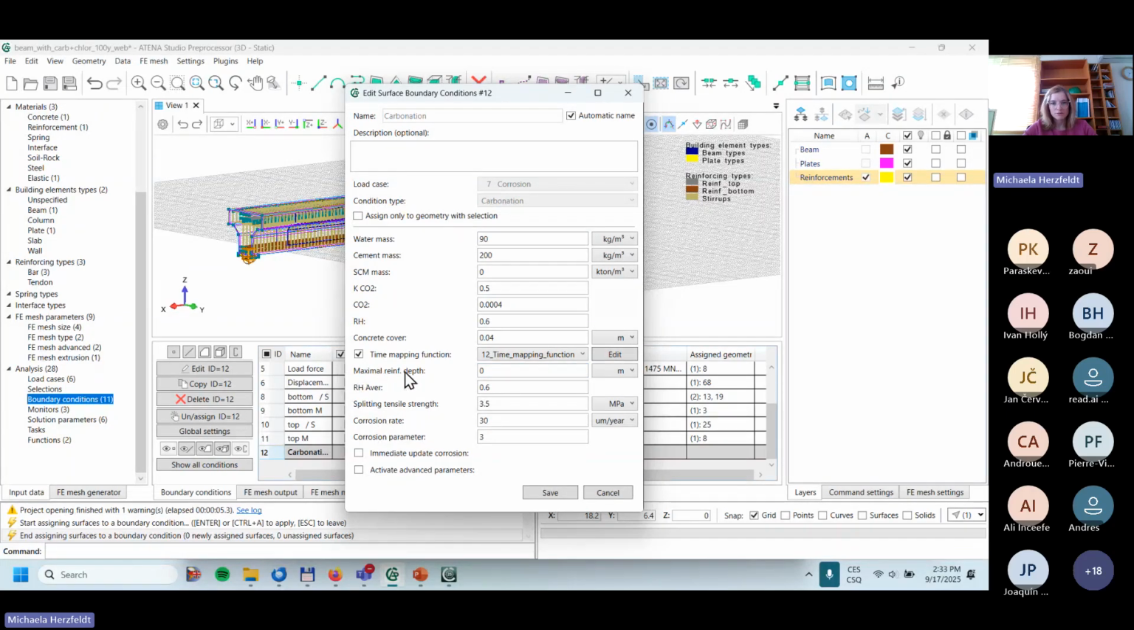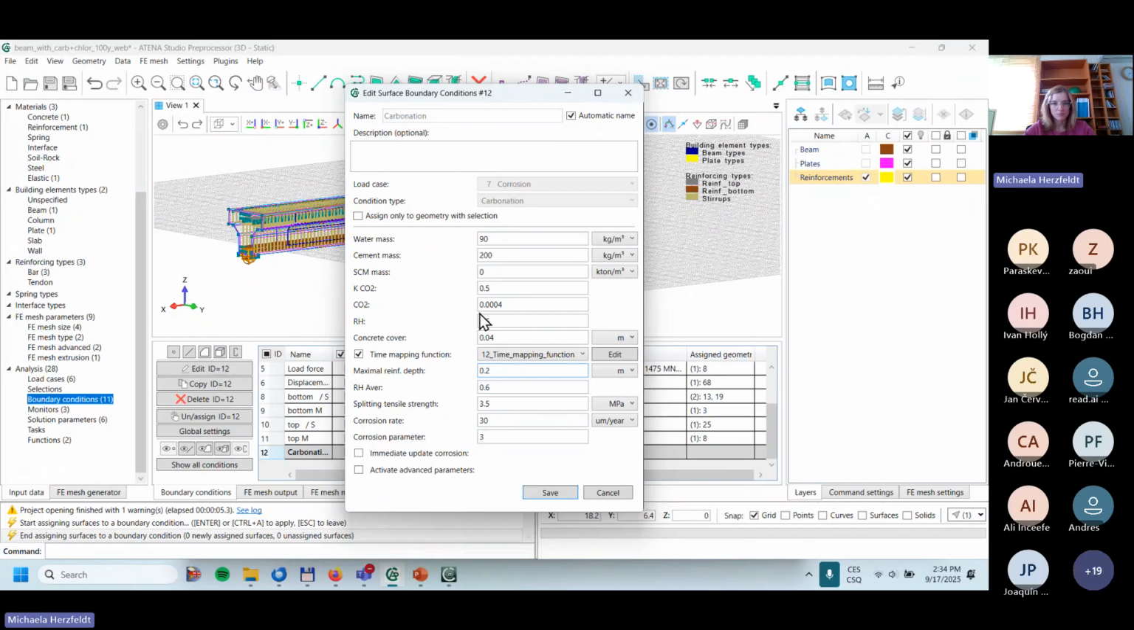This is maximum reinforcement depth. It's an important parameter that it doesn't stay 0, otherwise ATENA will not search for any reinforcement that is embedded. So we always need to put there something reasonable, like, for example, 20 centimeters deep, so that it will search for any reinforcement that can be affected by the carbonation.